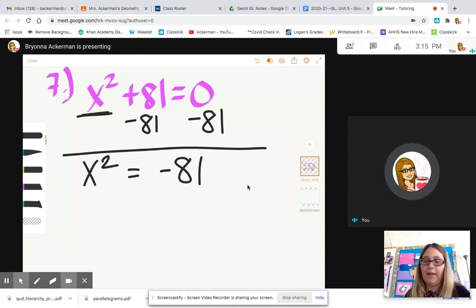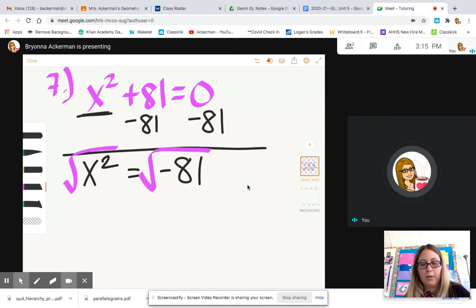We still don't have x by itself. There's this x squared there. So in order to get rid of a squared, the opposite is square root. If you do it to one side, you have to do it to the other. So I'm going to square root both sides of my equation. From here, the square root and the squared cancel each other out, and so you're left with x over here.